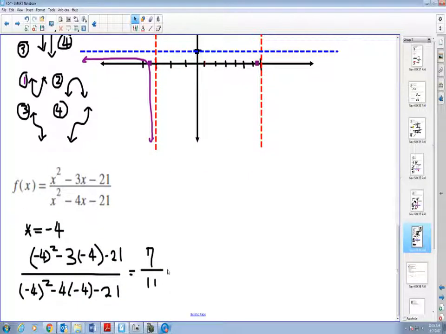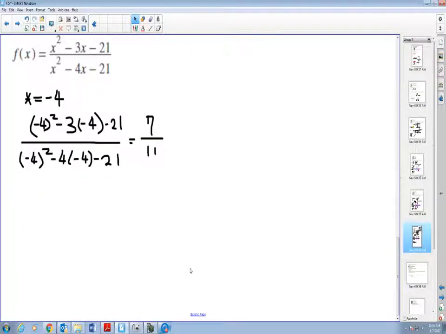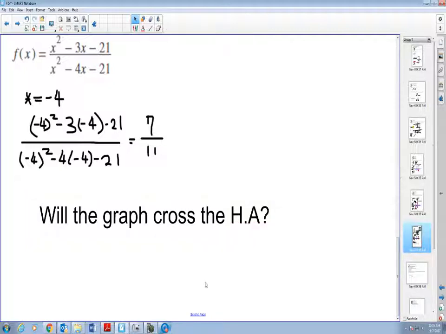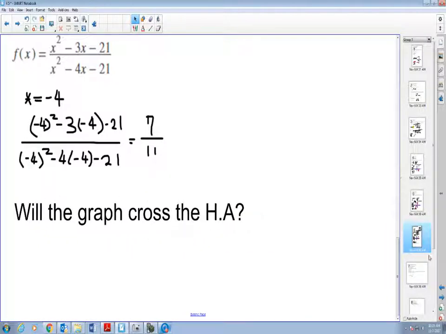Alright, but that still raises a question. Will my graph cross the horizontal asymptote? The graph will never cross over the vertical asymptote, but will it cross over the horizontal asymptote? Sometimes it can, sometimes it will not. But I gotta check it. The previous 2 problems we did, it did not cross it because my horizontal asymptote was the x-axis, and because I don't have any x-intercept, my graph will never cross the horizontal asymptote.